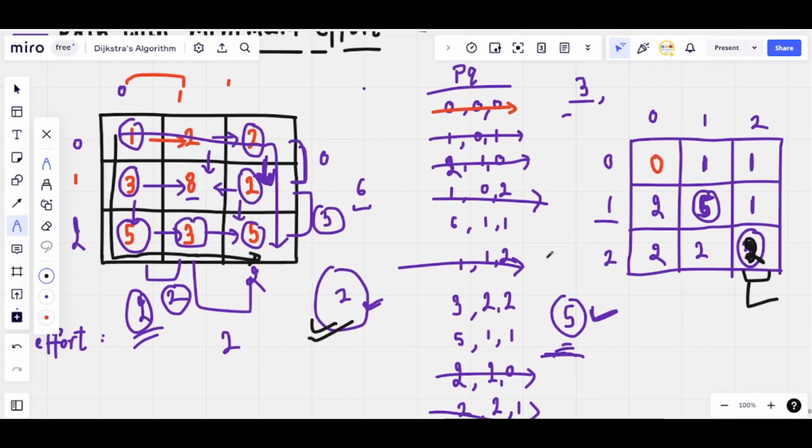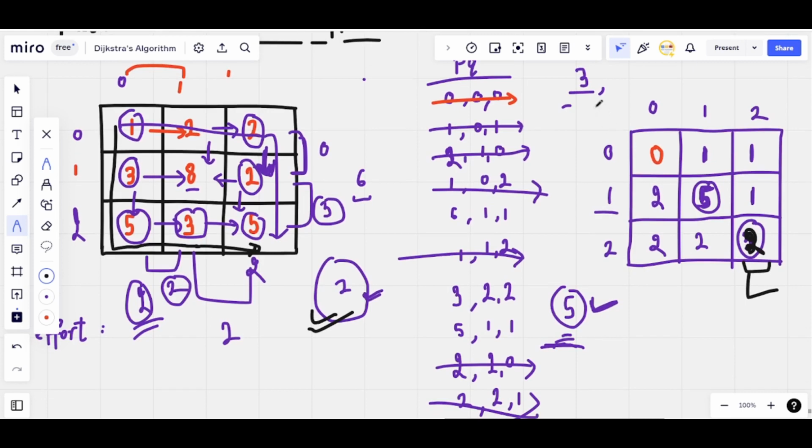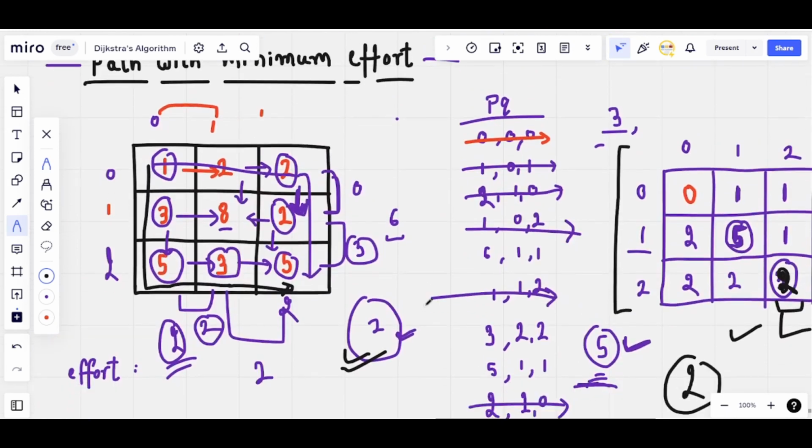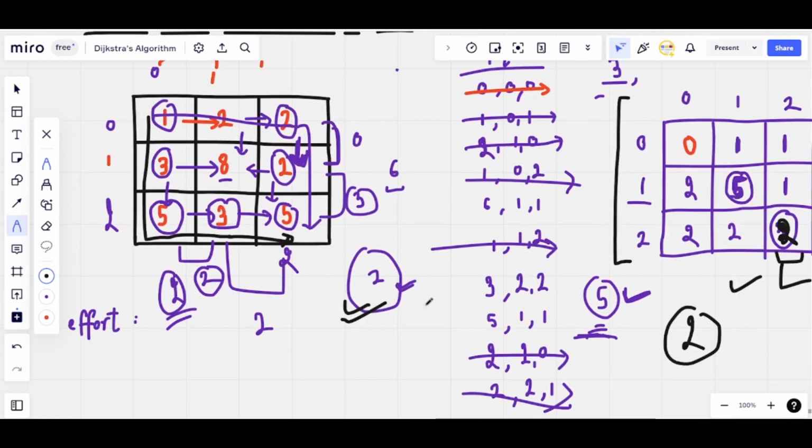And in this fashion I will prepare my matrix, and the answer to reach the last cell, or the effort to arrive at the last cell for this test case, would be 2. Okay, simple Dijkstra algorithm. I hope you are getting how we arrived at the answer. Let's jump to the code implementation part, because it's just the Dijkstra algorithm with a little tweak in there.